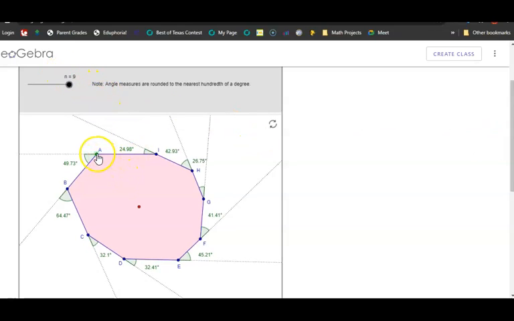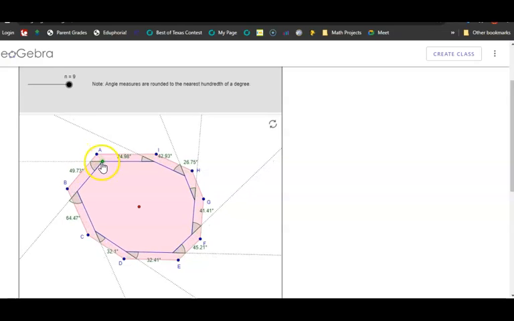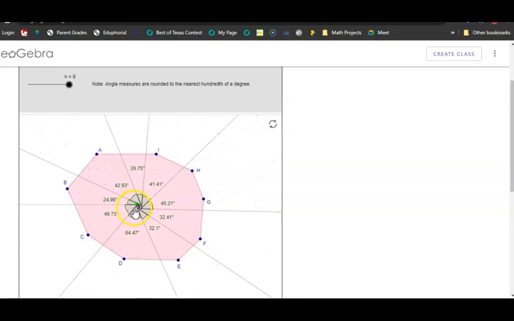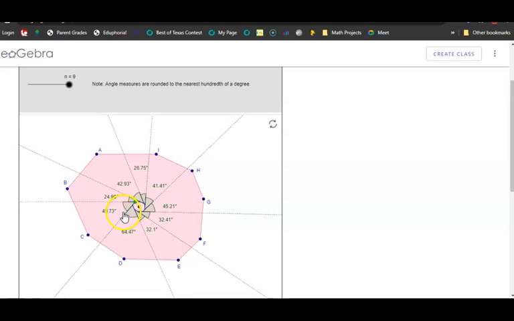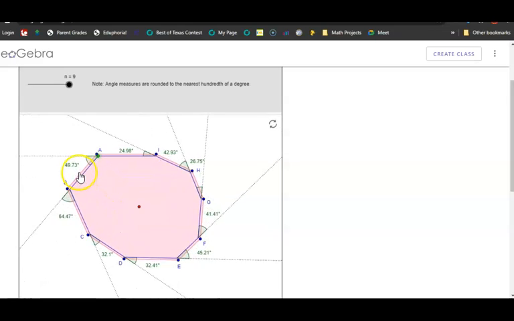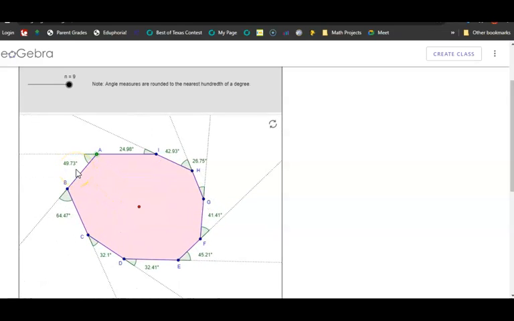And so notice if I take this angle and I pull all of these angles in together, notice what happens to these exterior angles. They come together and they make a circle, don't they? And what is the measure? How many degrees are in a circle? Yeah, it's 360.